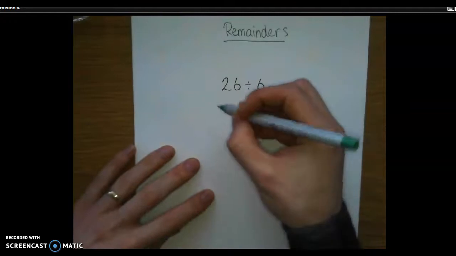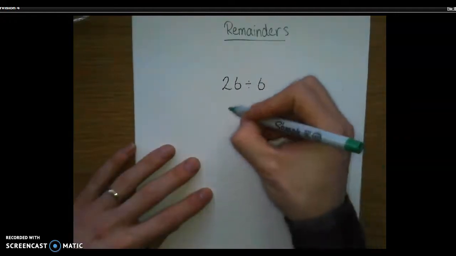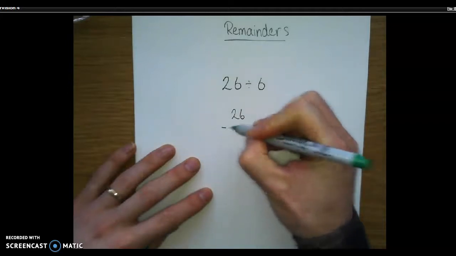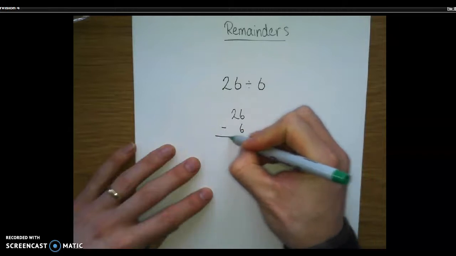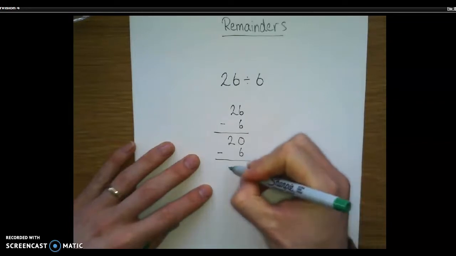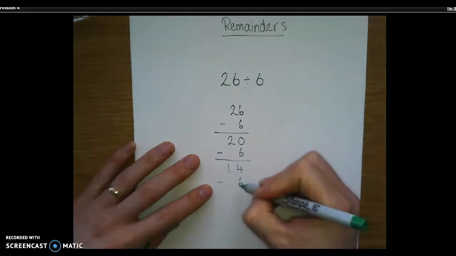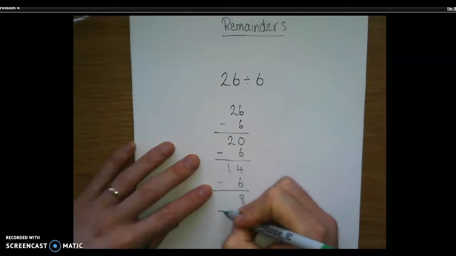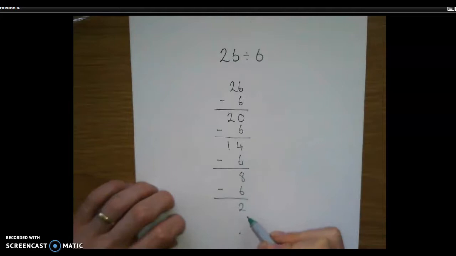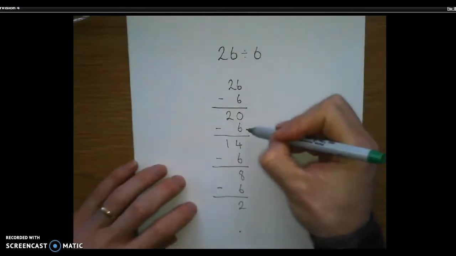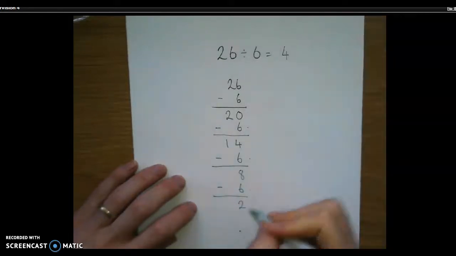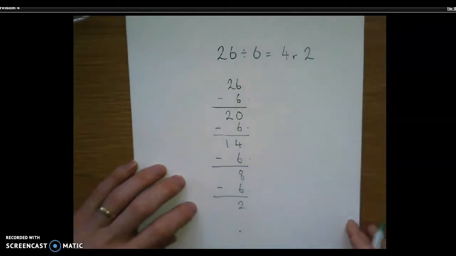And then I'm going to show you with the blocks as well. So, it's 20, 14, 8, 2. Well, we can't take away 6, 2 is smaller than 6. So we have 1, 2, 3, 4 with 2 left over, remainder 2.